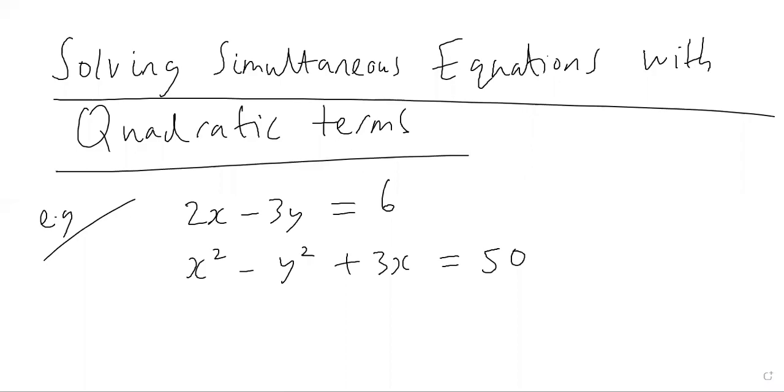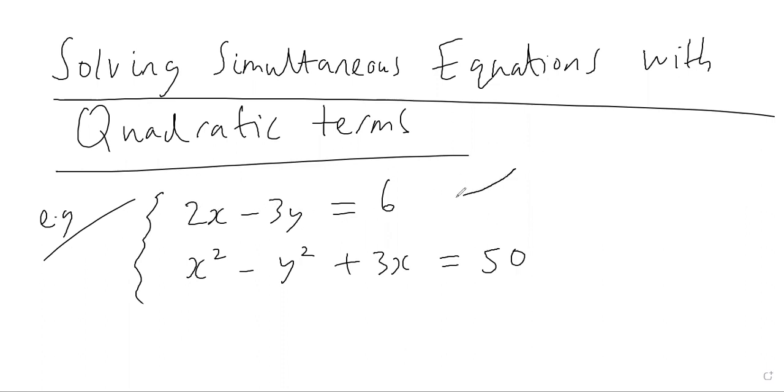Hello, so in today's video, we're going to look at solving simultaneous equations with quadratic terms. So this is the example we're going to look at today. We want to solve these equations simultaneously. So the first one here, 2x minus 3y equals 6.